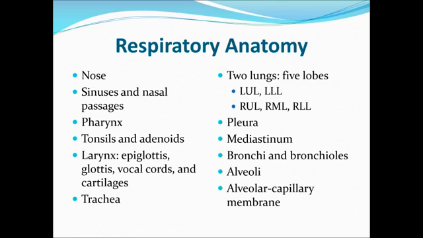Obviously, your trachea is what's going to connect the upper airway to the lower airway, and that's where air flows through. With regard to the lungs, we have two lungs. There are 5 lobes: left upper lobe, left lower lobe, right upper, middle, and lower lobes. Just remember those abbreviations, because when you're doing narrative assessment documentation, you want to be using appropriate abbreviations.